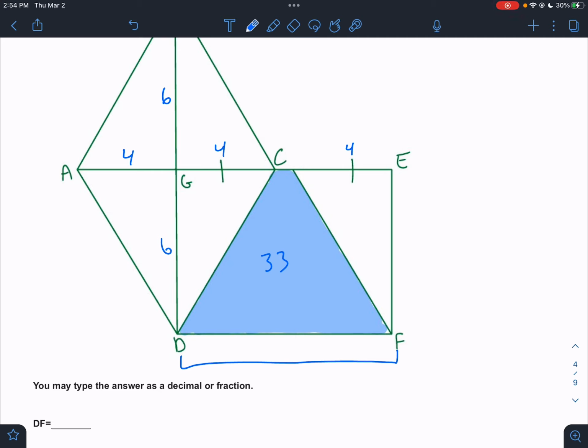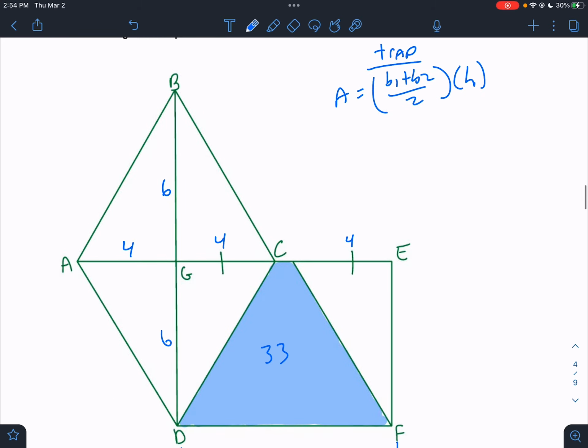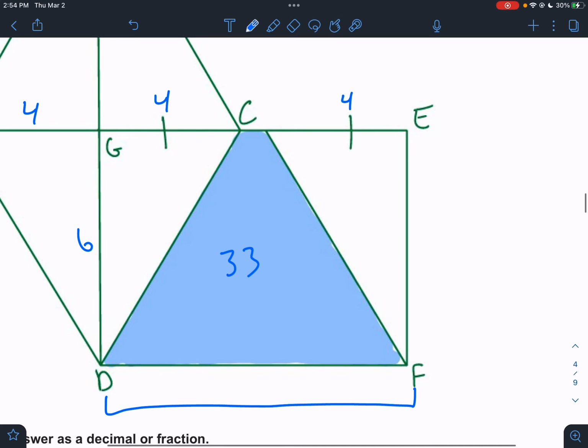So there is more than one way to do this. The way I would think about it is I would focus on this blue trapezoid that we know the area of. So if I'm focusing on the trapezoid, what is the area of a trapezoid? It is base 1 plus base 2 divided by 2 times the height. What are the things that we know? We know the area is 33. We know that the height is 6. How do I know that? Because this is 6, and it would be the same number here because it's a rectangle across. Remember, they told us that.